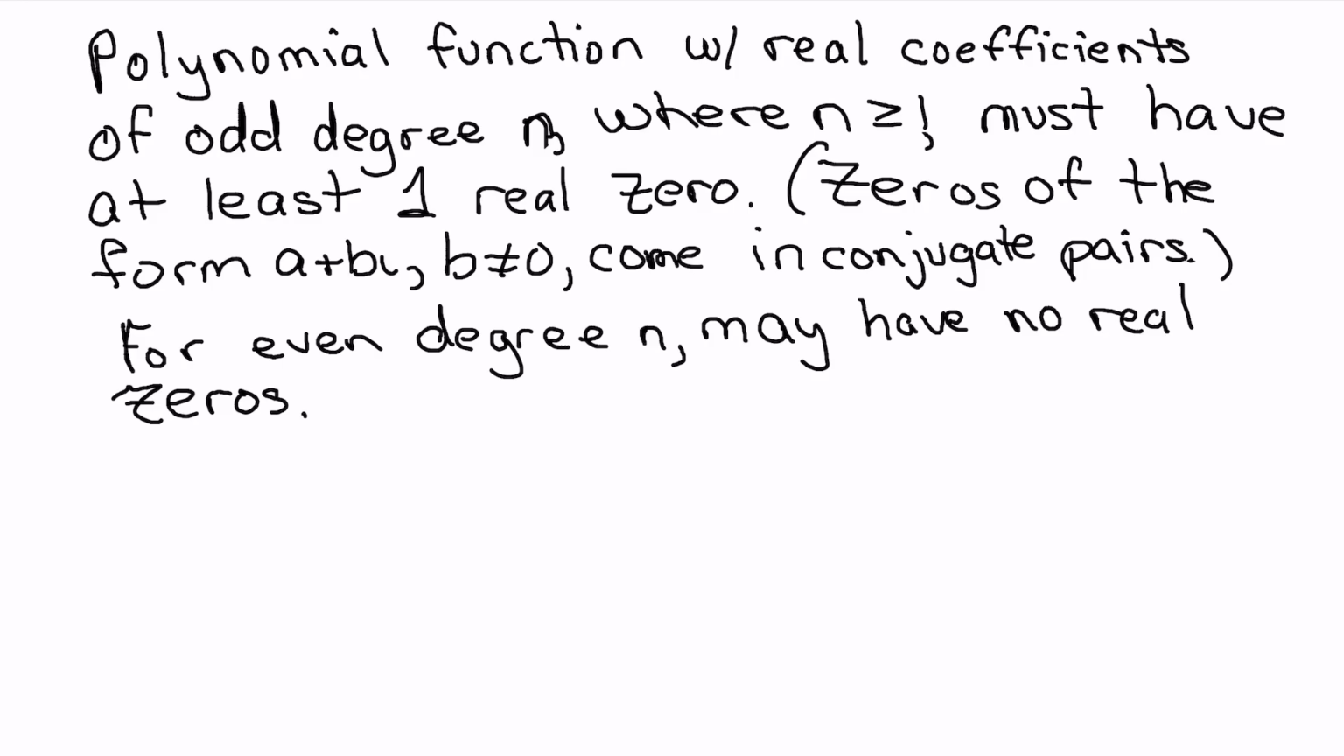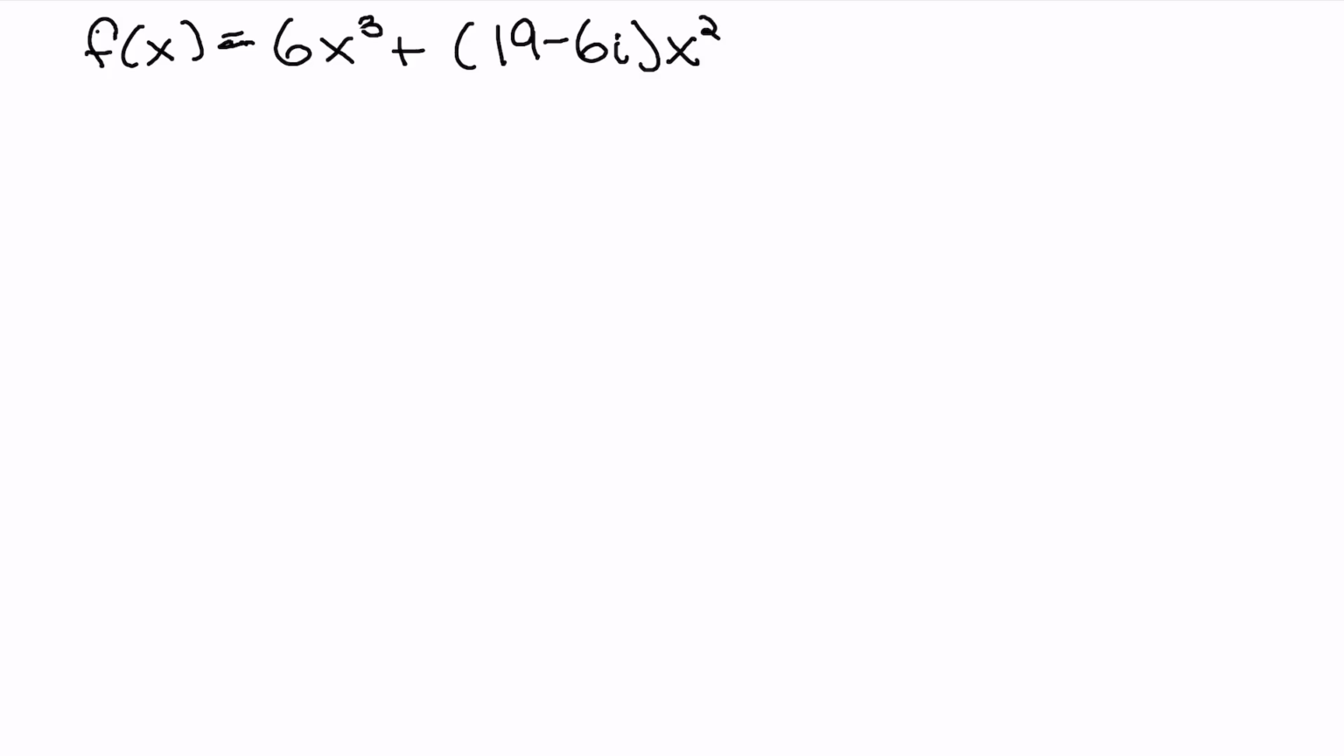Okay. Let's look at another example. What if we don't have real coefficients? Let's say you have a function like 6x cubed plus (19 minus 6i)x squared plus (16 minus 7i)x. So you can have non-real complex coefficients. It is possible. Plus 4 minus 2i.